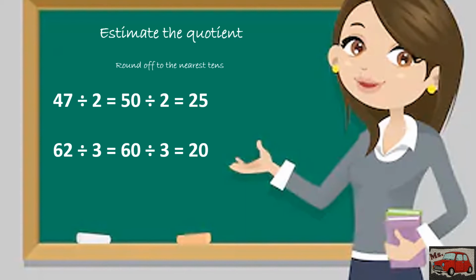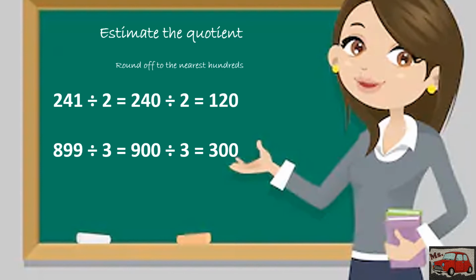Okay, let's estimate the quotient. So, first, we need to round it off to the nearest tens. So, yung 47 natin magiging 50. Then, i-divide natin siya sa 2. Then, we have 25. Yung 62, it will become 60. Then, let's divide it by 3. Then, the answer is 20.